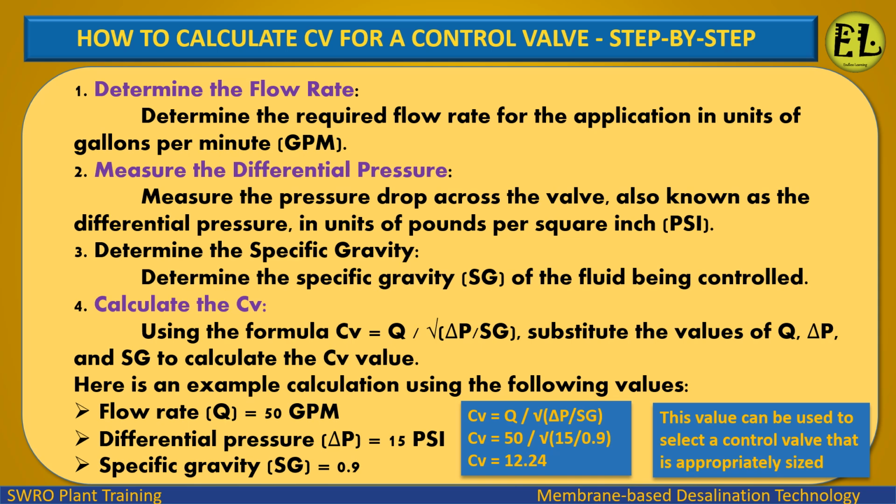How to calculate CV for a control valve, step by step. Determine the flow rate: determine the required flow rate for the application in units of gallons per minute, GPM. Measure the differential pressure: measure the pressure drop across the valve, also known as the differential pressure, in units of pounds per square inch, PSI. Determine the specific gravity, SG, of the fluid being controlled.